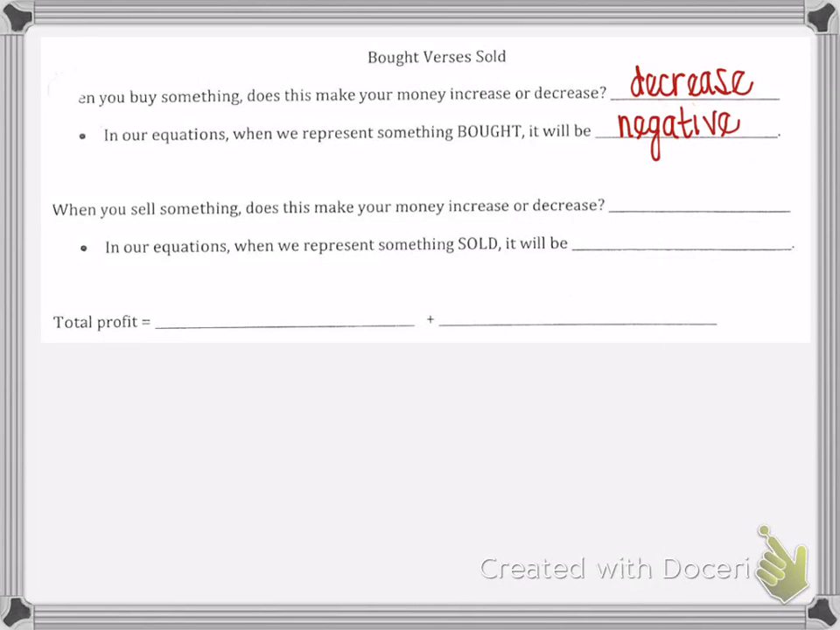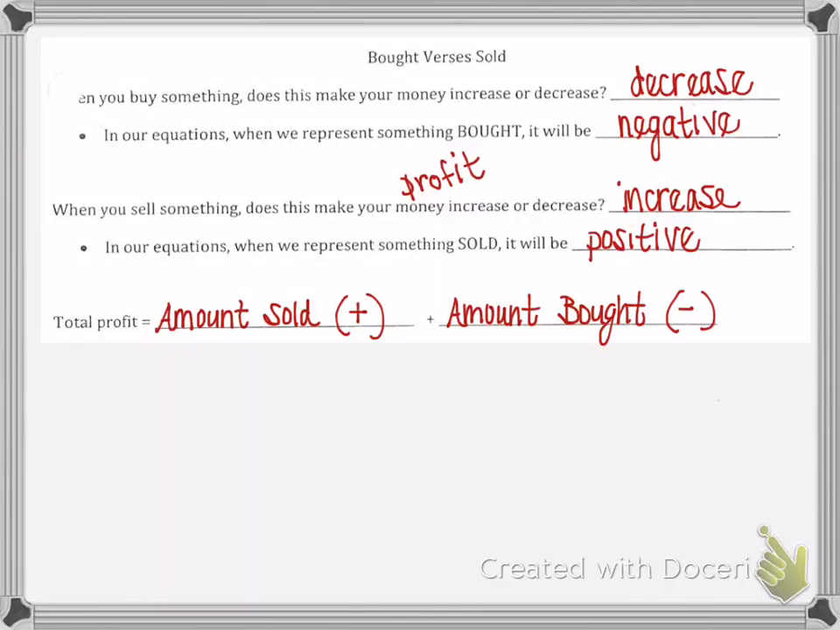Next, we take a look at when we sell something, does it make your money increase or decrease? It makes it increase because you're earning money from that sale. This is called profit. And when we represent something that we have sold in one of these word problems, it will be a positive value.